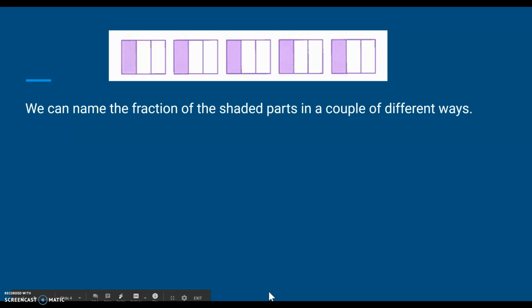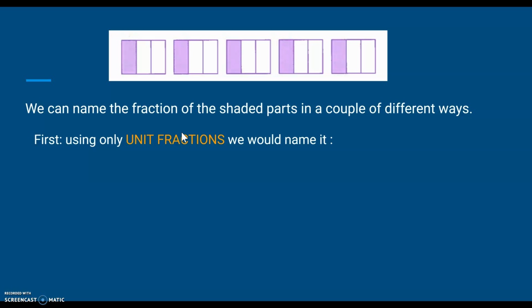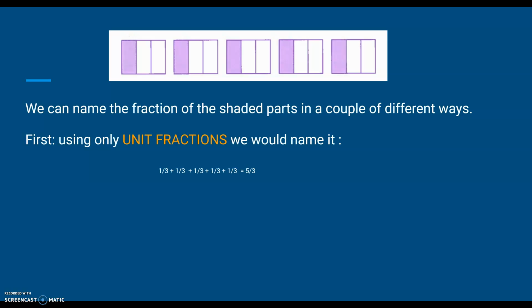Here's another picture from your lesson. And it says we can name the fraction of the shaded parts in a couple of different ways. Looking at this picture, you can see up here on the first picture that 1 out of those 3 is colored. So I can see that there's 1, 2, 3 in each of the boxes, so my denominator is 3. I can see 1 out of each of them is colored, so I know it's going to be 1/3 plus 1/3 plus 1/3 plus 1/3 plus 1/3, which is equal to 5/3. 1, 2, 3, 4, 5 if we're looking at the shape at the top.